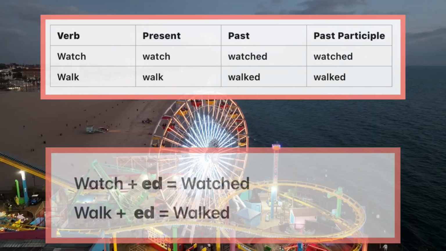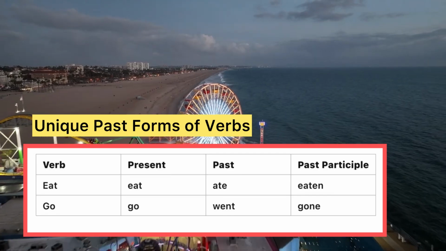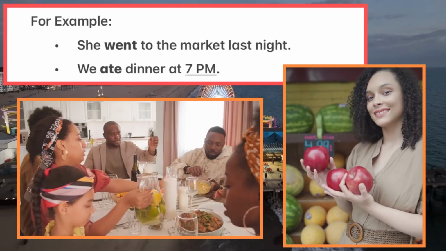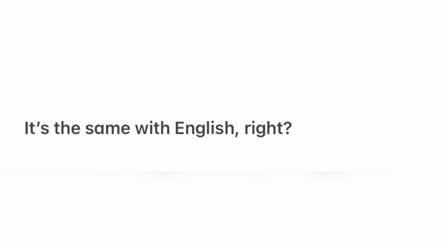Pretty simple, right? But there are a few irregular verbs that have their own unique past forms. For example, she went to the market last night. We ate dinner at 7 p.m. I know some of you might be thinking, how will I know which verb form to use? Well, with practice and regular learning, you'll easily pick up the different verb forms. You've already done this before. Think about how you learned your native language. You didn't memorize everything at once, but through practice, you naturally learn the correct verb forms. It's the same with English, right?